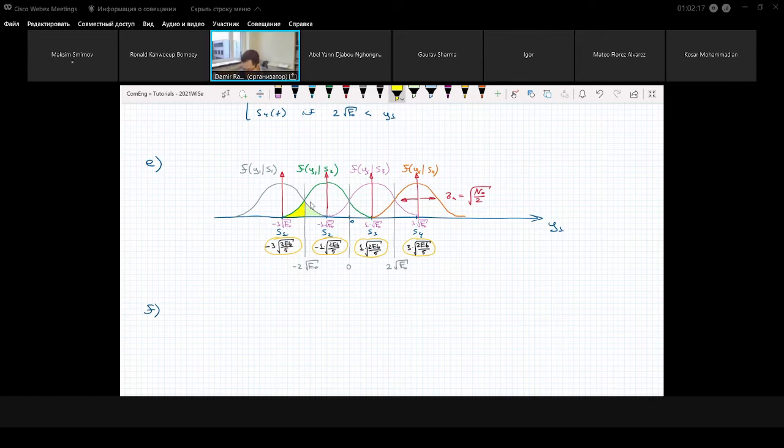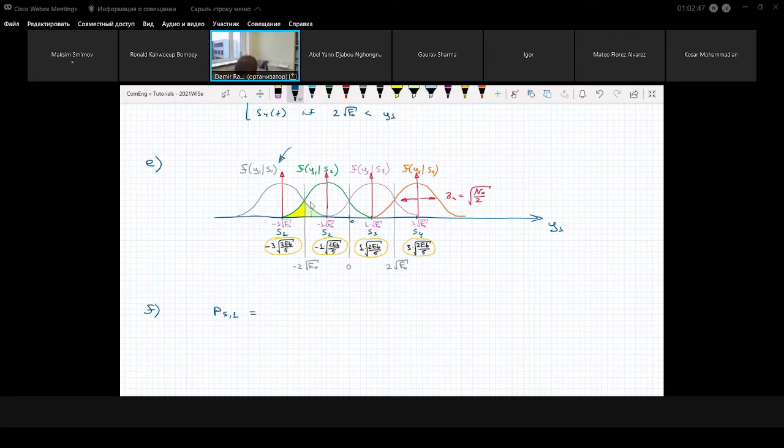But for simplicity, we consider only one possible case that corresponds to the situation when we transmit signal S1. We transmit signal S1, but for some reason, we receive and make the decision that S2 was transmitted. We consider the probability of symbol error when we transmit the first symbol. We need to calculate this area of the green tail.